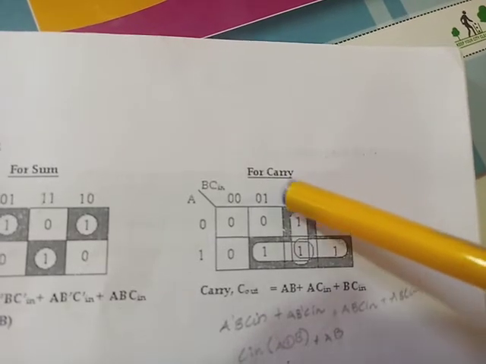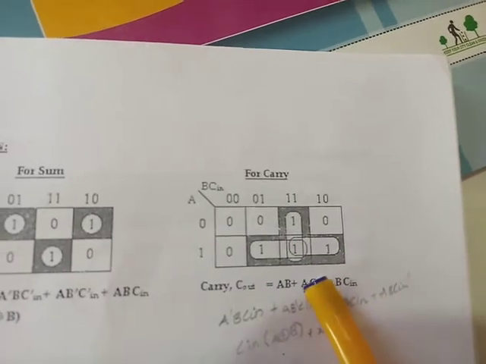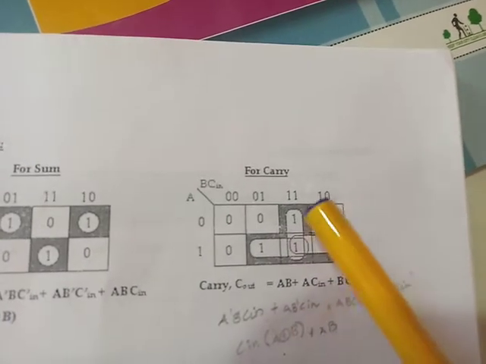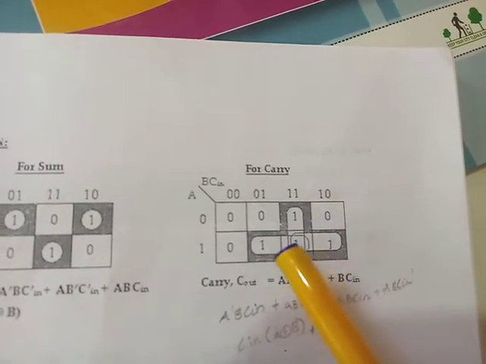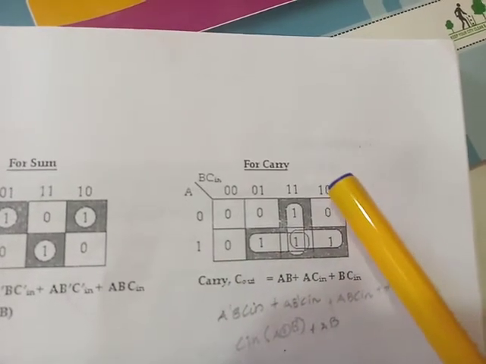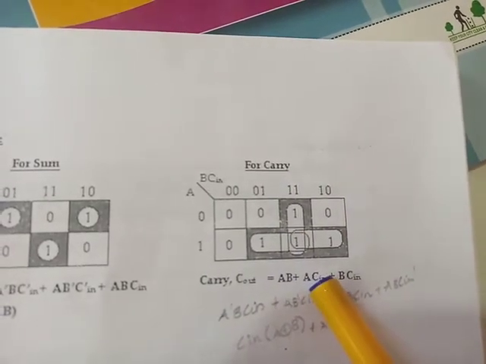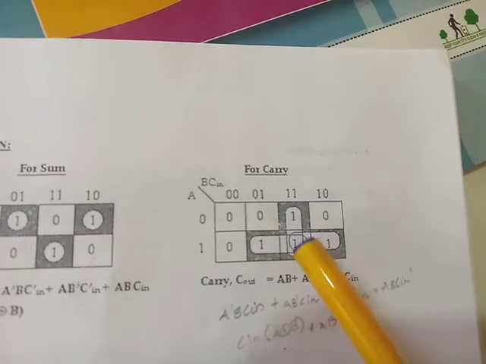C is B's complement, so I will get AC in, right? So AC in, here it is AC in, right? And for this third combination, again C will be the complement, so I will get B, so AB, right? So AB plus AC in, and another combination, this one, right?